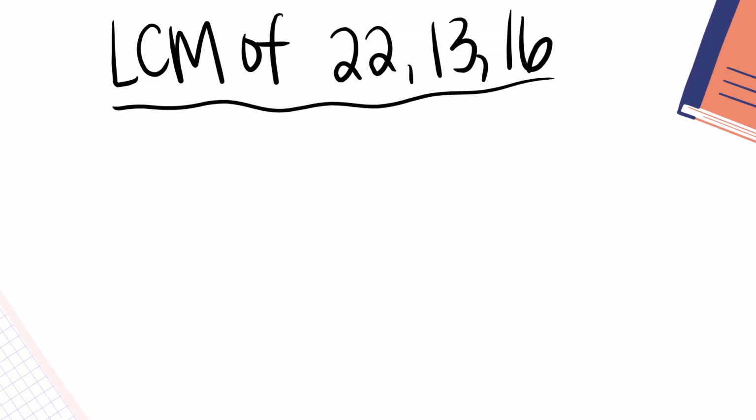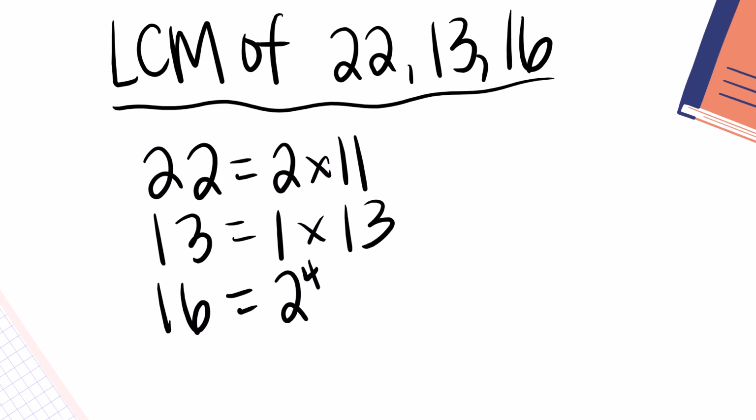Now that I have the prime factorization of each of my denominators, I can use what I know from Unit 2 to find the least common multiple of those denominators. I first start by writing out all their prime factorizations. 22 is 2 times 11, 13 is 1 times 13, and then 16 is 2 to the 4th.